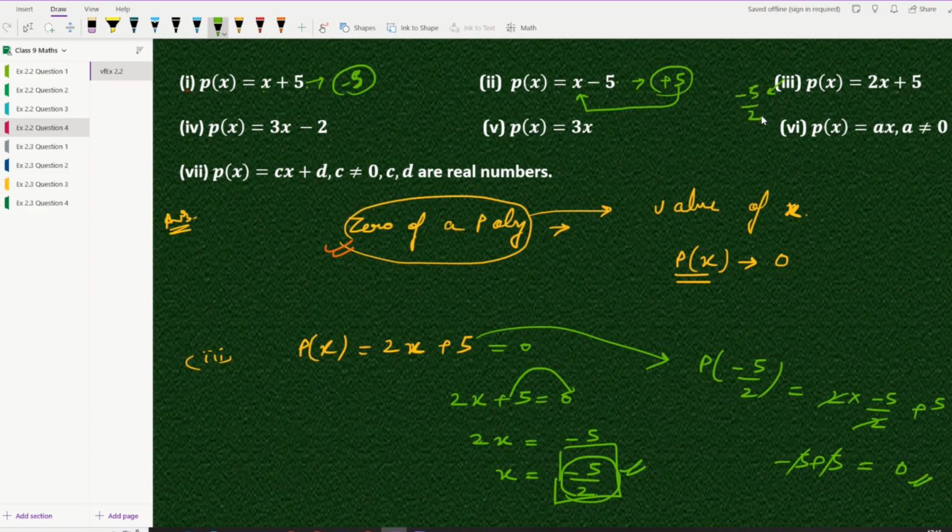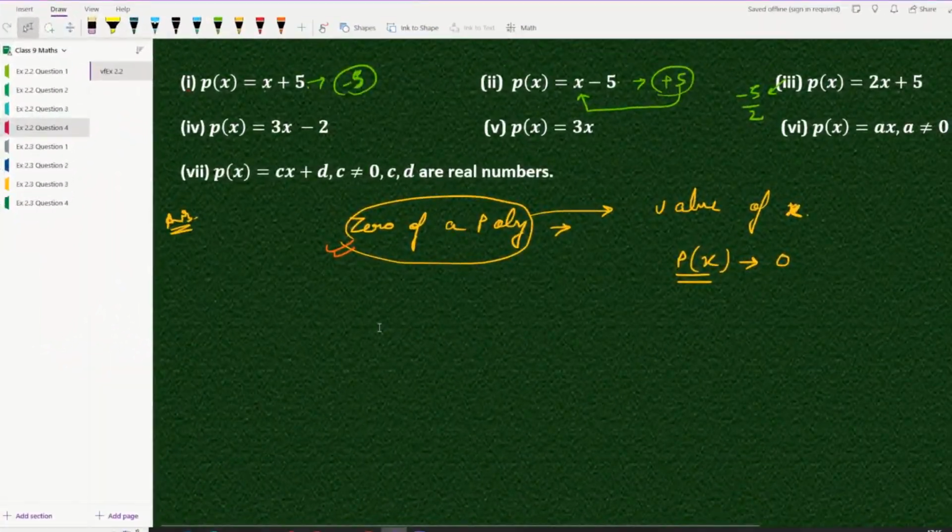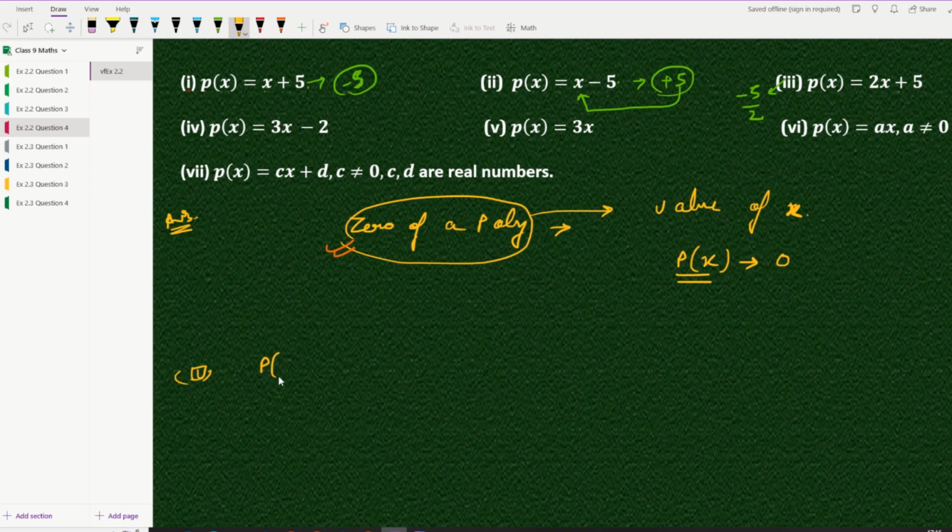Let us move very fast to the fourth part. What is the fourth part saying? Let us try to get it. So here the polynomial is 3x - 2.